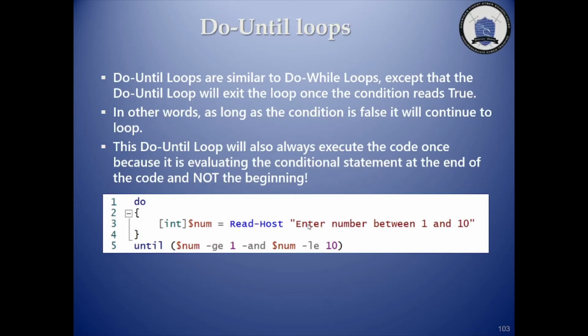All right, so now there's the do until loops. Again, the do until loops are similar to the do while loops, except that the do until loop will exit the loop once the condition reaches true. So the do while runs until the condition is false, do until runs until it is true. Just like the do while loop, it's always going to run at least one time because the condition is at the end.